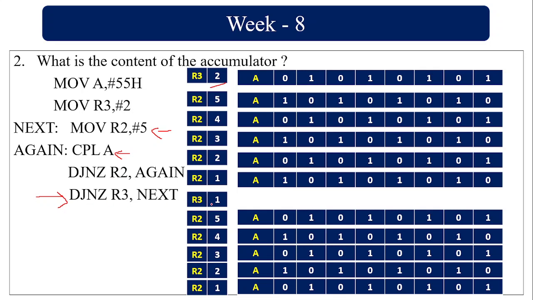Here the R3 value should be decremented. Already the R3 value is 1, so if it is decremented, R3 becomes 0, so it comes out of the loop. Finally the accumulator content is going to be 0101 0101, which is 5 and 5. So this is how the program works.